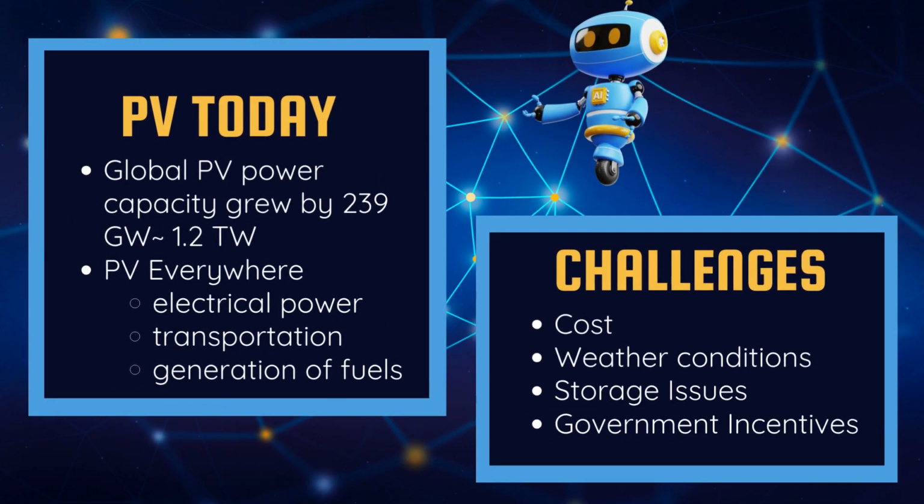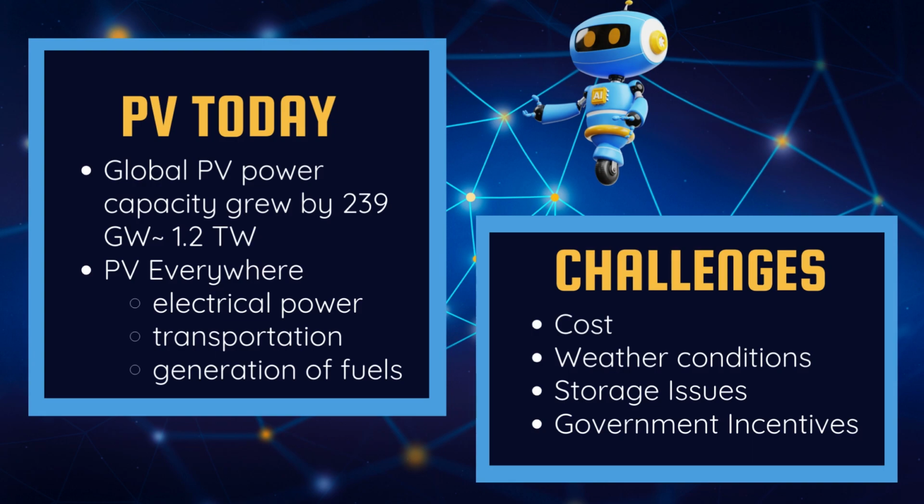Due to the recent advances in research and development, the production of advanced photovoltaic devices will continue to grow. In 2022, global PV power capacity grew by 239 gigawatts and reached almost 1,200 gigawatts, equating to 1.2 terawatts. The vision of photovoltaics is to be used in everything, everywhere, including in electrical power, transportation, heating, and the generation of fuels. However, challenges have arisen, such as cost, and although solar technology has been cheaper than ever, it is still considered high in installation and maintenance.